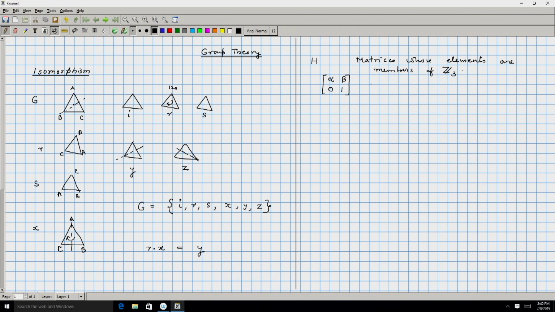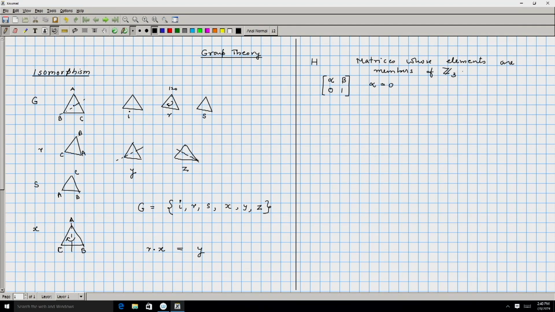If you look at the determinant of these matrices, that is going to be non-zero because the determinant is going to be alpha. So, H consists of all elements of the form alpha, beta, 0, 1, where alpha is not equal to 0 and alpha, beta are elements of Z3. Now we have specified the matrices. What is the operation that makes these elements a group? We will consider the usual matrix multiplication, but carried out mod 3.